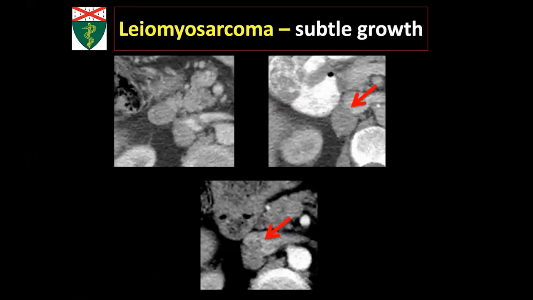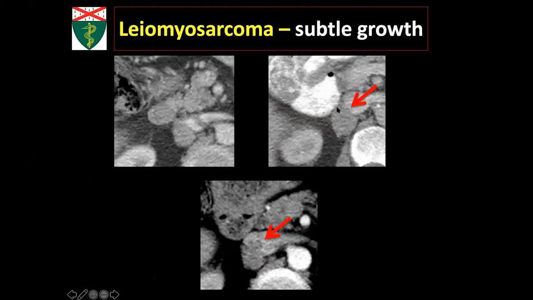This is another interesting case to show how subtle these findings can be. This patient had a renal cell cancer and was being monitored over a period of time. There was an exophytic mass arising from the right adrenal gland, or at least we thought it was an exophytic mass arising from the right adrenal gland over here, very close to the IVC. We presumed it was an adenoma, and we just followed it over a period of time.